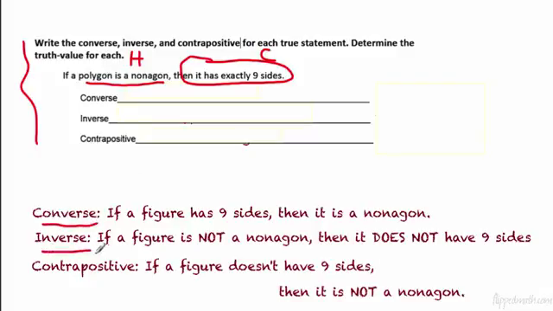The inverse is when you make them both the opposite. So if a polygon is not a nonagon, then it does not have 9 sides. That's what we have for the inverse. The contrapositive does both of these: you switch it and you negate it. If a figure doesn't have 9 sides, then it's not a nonagon.